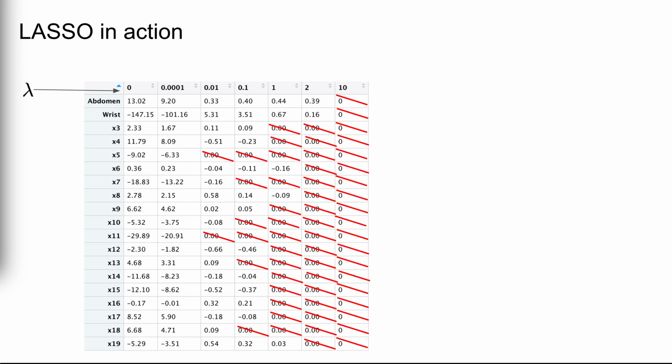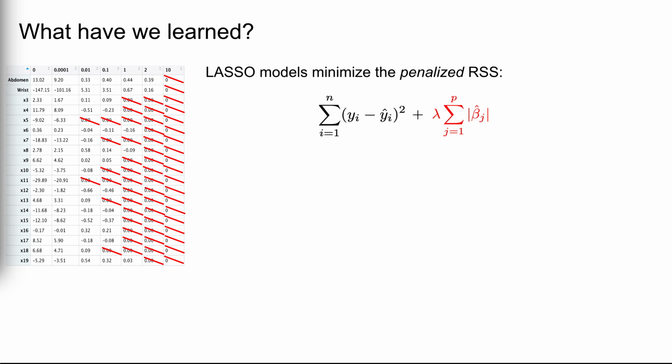Of course, we bear the risk of going too far. At some point, if we tune lambda to be too big, all predictors are kicked out of the model and we're left with nothing. So clearly, picking the right lambda is crucial to implementing the LASSO. Let's summarize what we've learned. In general, the LASSO algorithm builds the linear regression model, which minimizes the penalized RSS. And how this criterion plays out greatly depends upon the tuning parameter lambda.